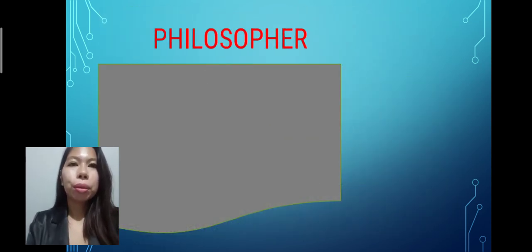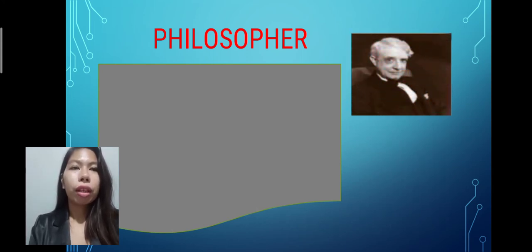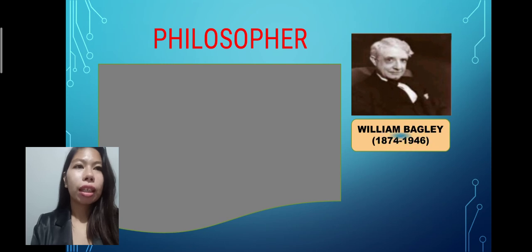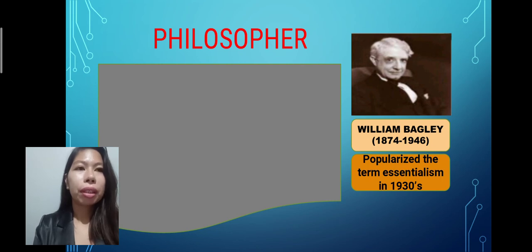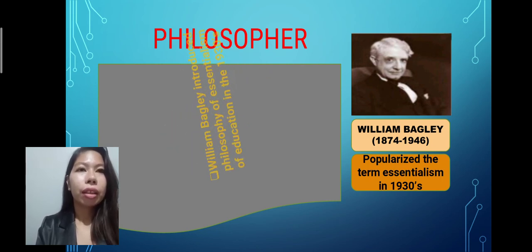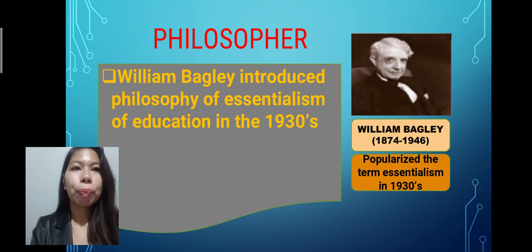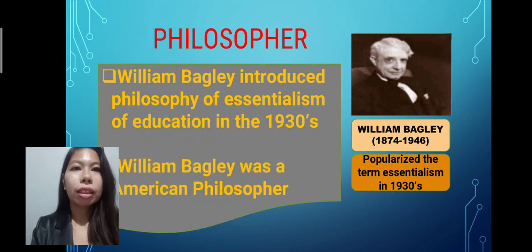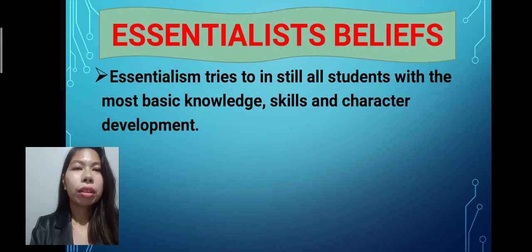So we have also here the philosopher or the founder of essentialism. First is William Bagley. He popularized the term essentialism in the 1930s. William Bagley introduced the philosophy of essentialism of education during the 1930s, and he was an American philosopher.